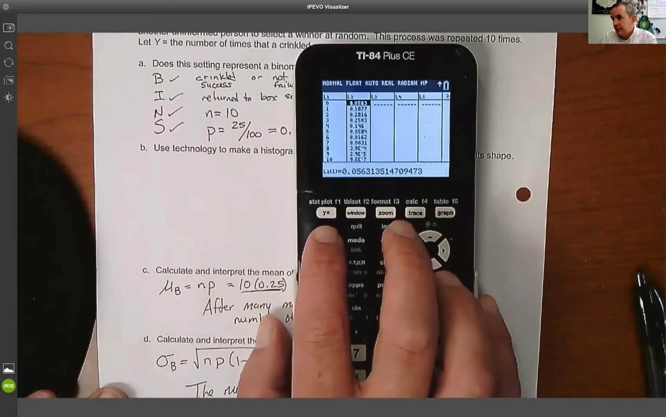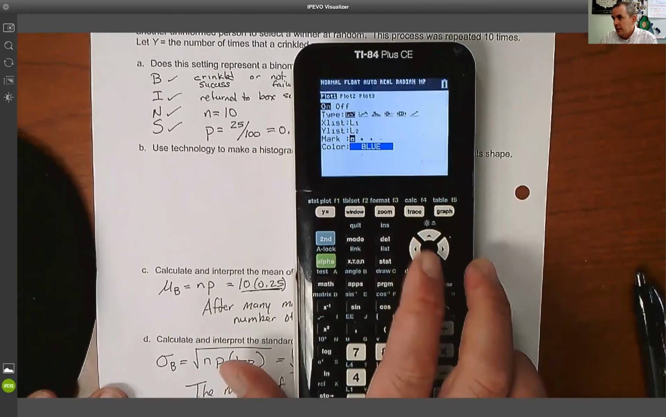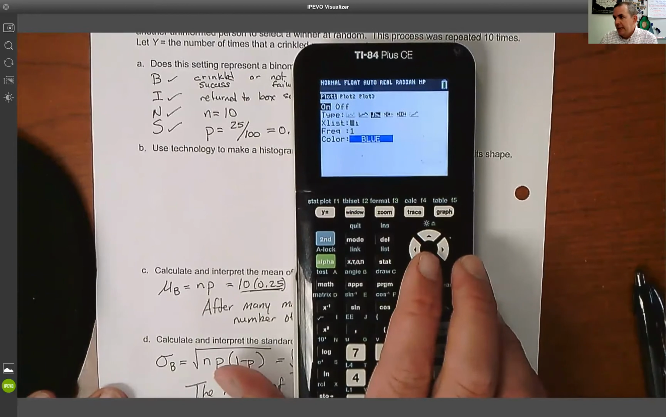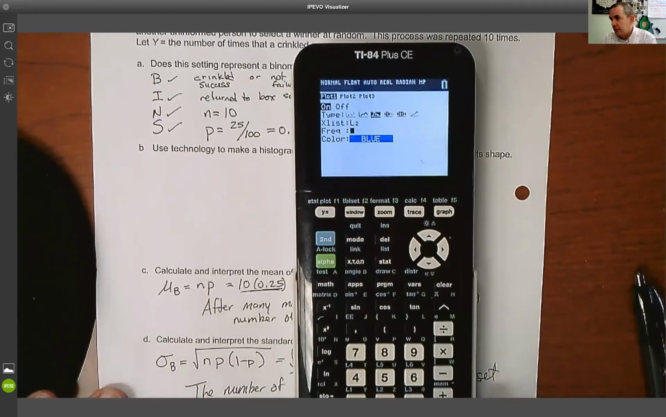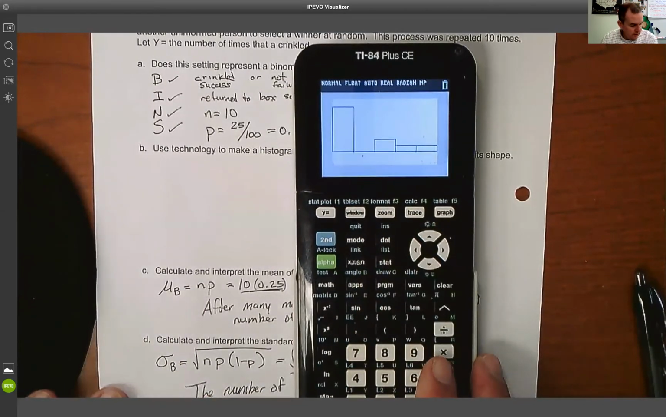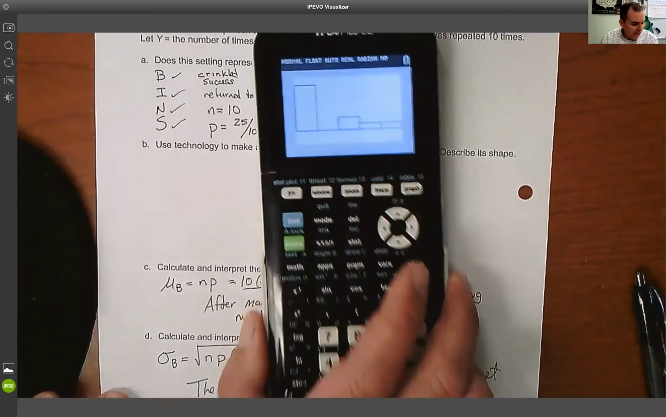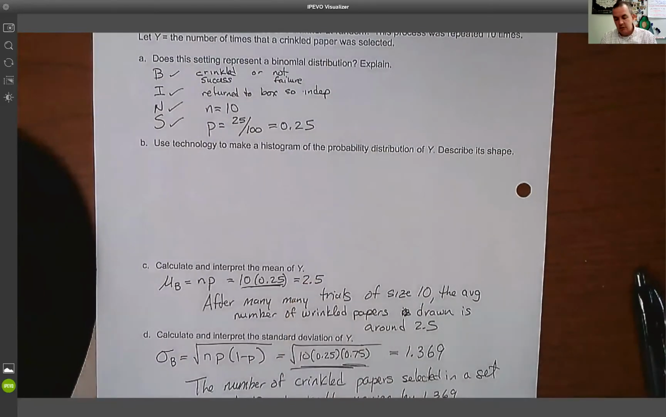Now I'm going to make a histogram off of L2. So I'm going to do second Y for stat plot and turn it on. I'm going to make a histogram off of my L2 because that is where my probabilities are, and zoom 9. That's going to give me a rough idea of what that probability looks like. Again, I'm not ever going to make you do that, so let's not worry about that. I just want to show you what it looks like. The most likely outcomes are going to be centered around that 2.5.